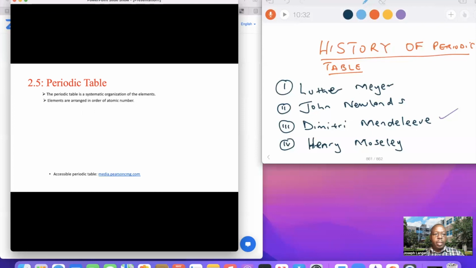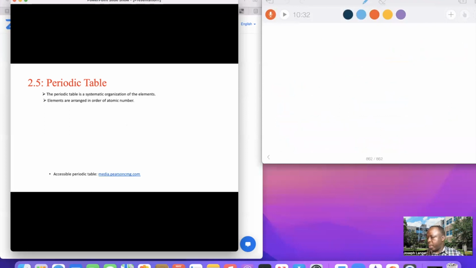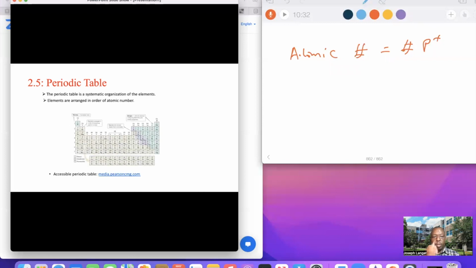Let's see, elements are arranged in order of atomic number. This was a contribution by Henry Moseley, where you bombard the nucleus and count the number of positive charges. It turns out that atomic number, remember, atomic number equals the number of what? Number of protons. If you know the atomic number, then you should know the number of protons in that element.